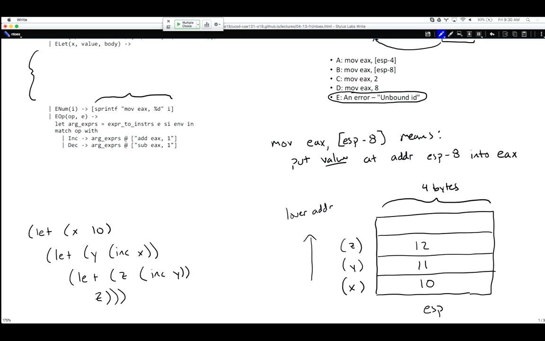Whose value is... But what's the value in z? What number is the value in z? Right here it's... So the answer to that whole program evaluating is 12. That's what gets stored in EAX at the end. So the goal of when we generate these instructions is to store the answer for the whole expression in EAX. And that's why we need the body, because that's the thing that talks about what the final answer is.